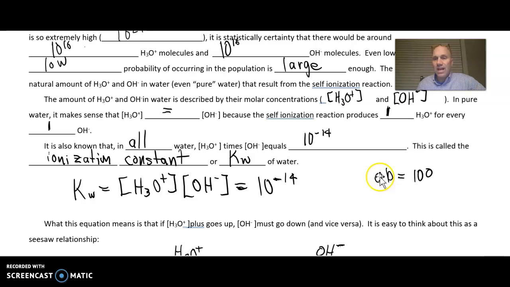All right, well, what happens if A becomes 11? Well, in order for this still to be true, B's got to go down. When you have one number times another number always equal to a constant, if one of them goes up, the other one has to go down.